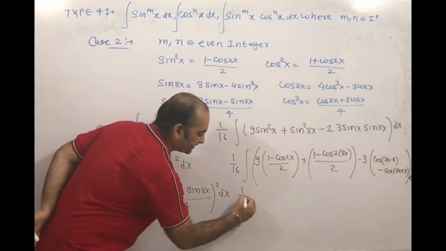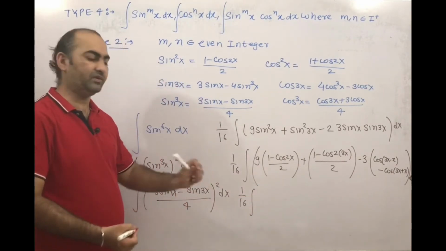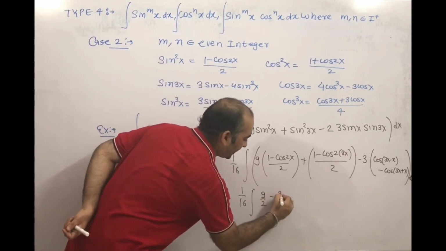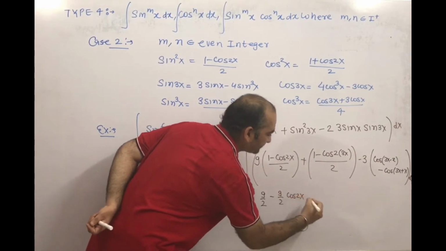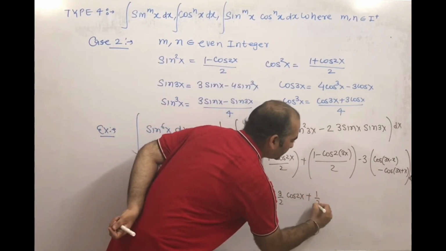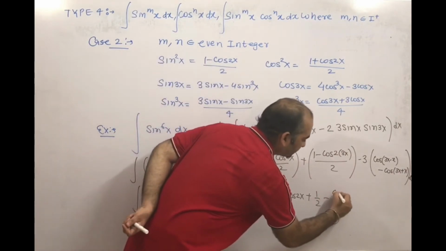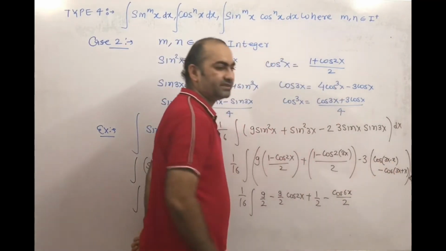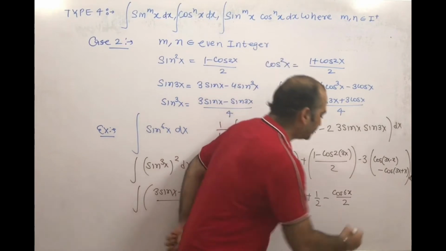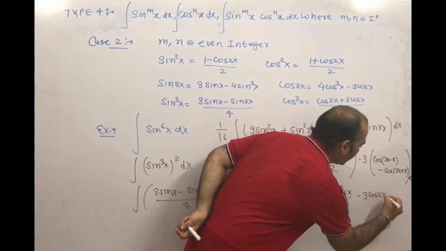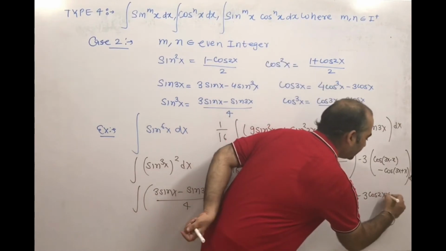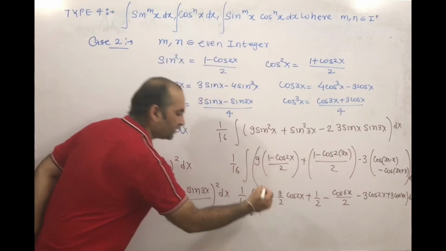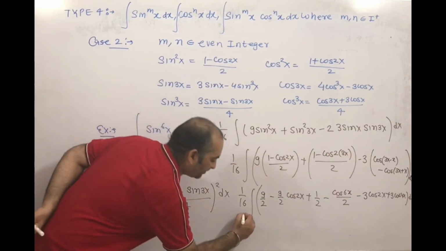Now 1 by 16 integration of, this one we can simplify. So this we can write as 9 by 2 minus 9 by 2 cos 2x plus 1 by 2 minus cos of 6x divided by 2. And here minus 3 if you multiply inside, minus 3 into cos 2x, and minus 3 into minus, plus 3 into cos 4x, dx. This will come. Now we can integrate this one. So 1 by 16 outside.